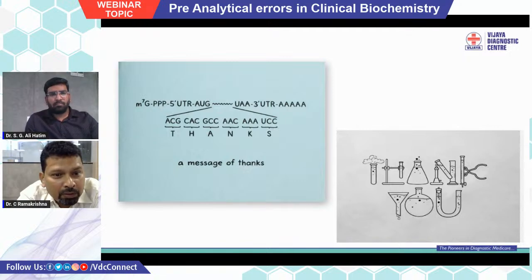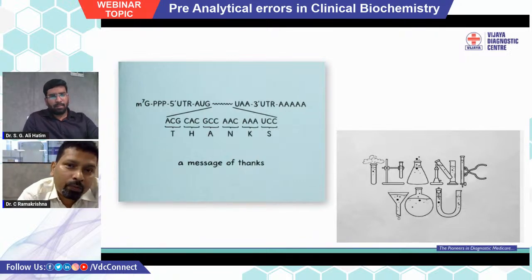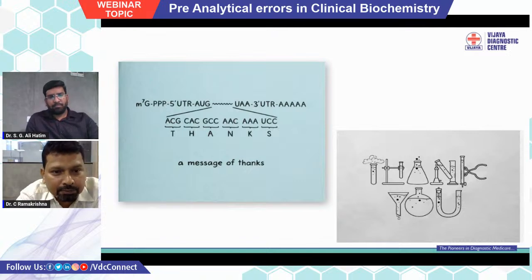And then we have the herbal medicines which have structural similarity with the analytes. And then we have the contrast reagents like gadolinium and the immunosuppressive agents like leflunomide. So all these cause pre-analytical errors. And most importantly, you need to be very careful with the sample collection because most of the lysed samples are due to improper sample collection.